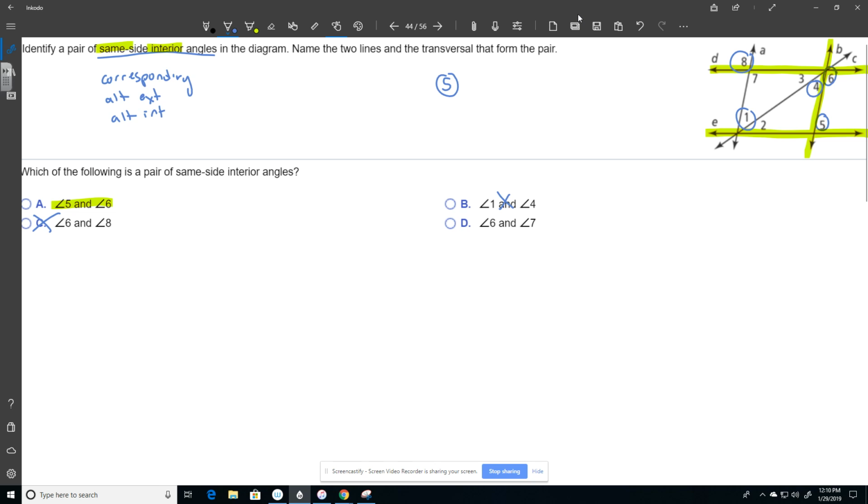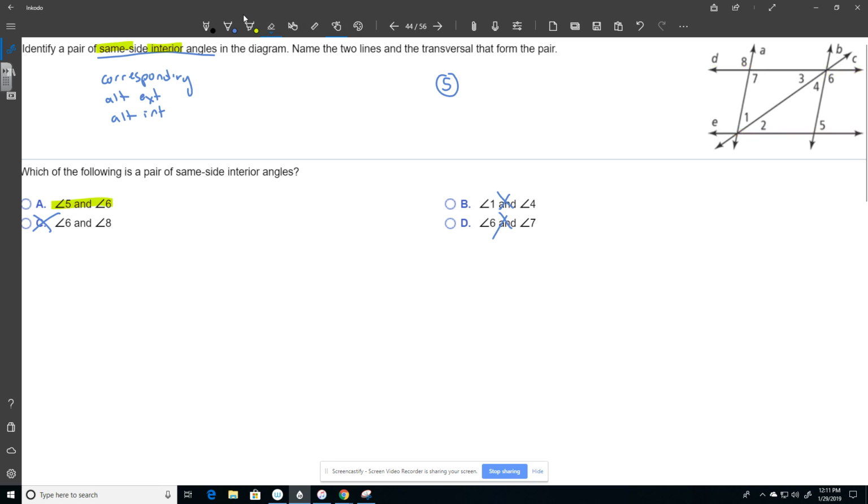And then 6 and 7. 7's right here. 6 is here. They're both on the same side, but one of them is in, one of them is out. So they aren't both interior angles. Now, what I think makes this problem a little bit more difficult is it wants you to identify the 2 lines that make up the transversal.